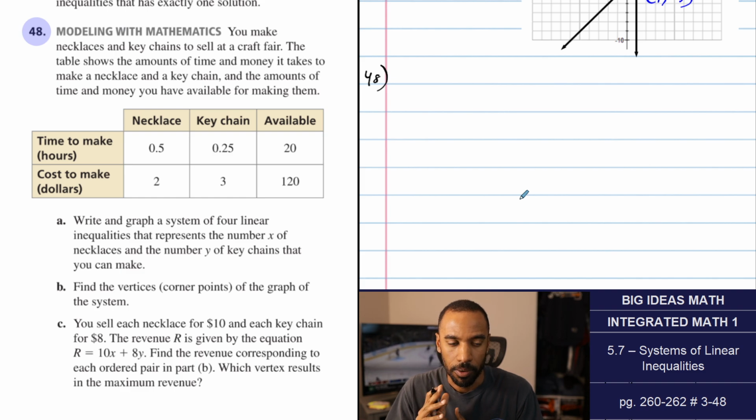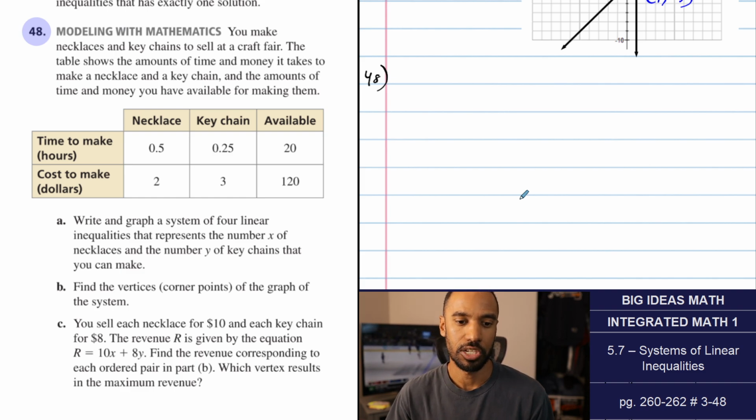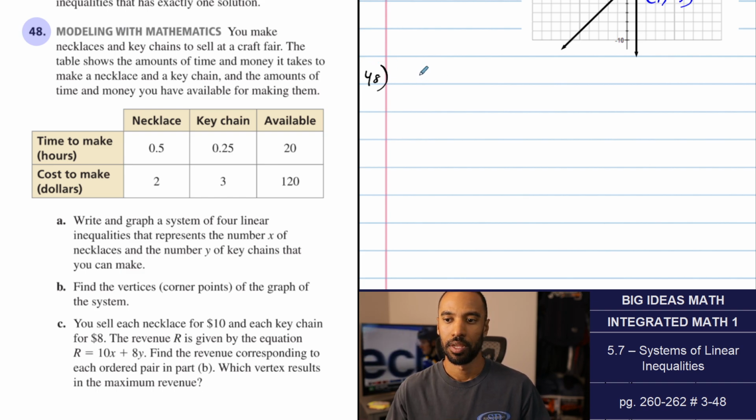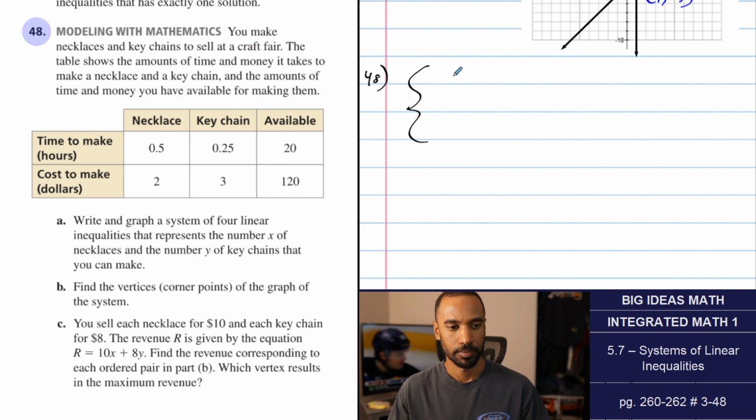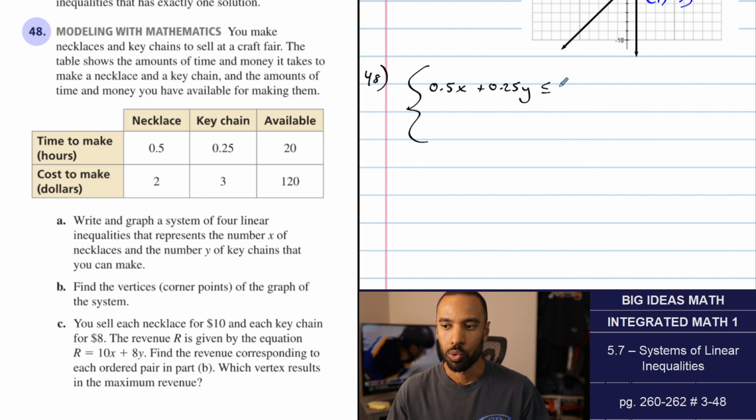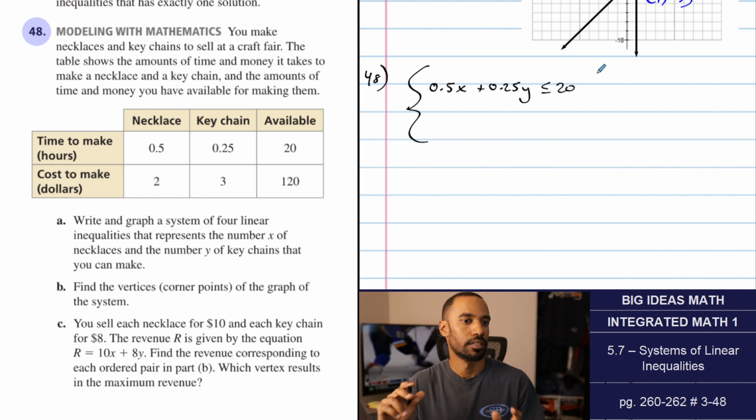It takes 30 minutes to make a necklace, 15 minutes to make a keychain. You have 20 hours available. So my first inequality is 0.5x, the number of hours making necklaces, plus 0.25y, less than or equal to 20 hours available.